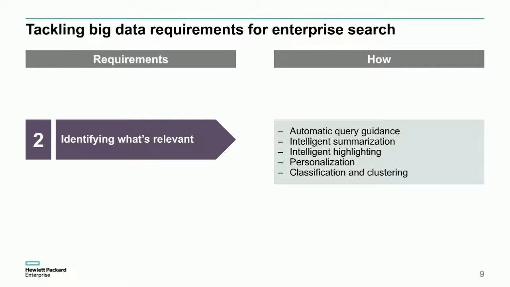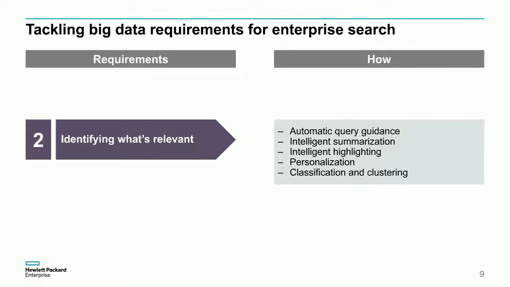Tackling relevance is tough and requires a combination of features and functionalities to do this effectively. For one, we need automatic query guidance. This helps provide top themes from query results in real time. It'll automatically group search results into dynamically generated categories so you can quickly narrow down a search. And we'll talk more about this later.